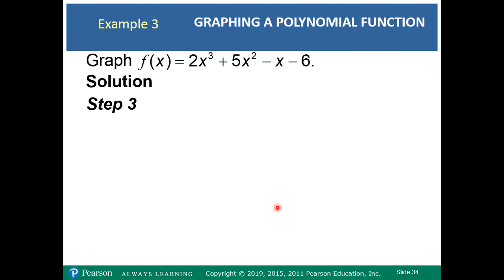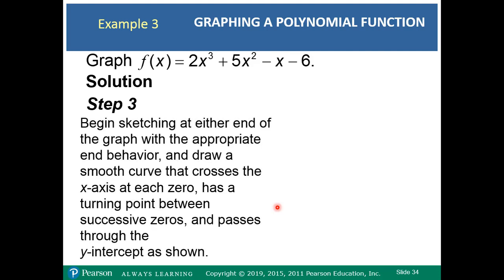Okay, now begin sketching the graph at either end of the graph with the appropriate end behavior, and then draw a smooth curve that crosses the x-axis at each 0, and then has a turning point between each successive zeros and passes through the y-intercept as shown. Okay, so now we don't know where it's going to turn, but again, this is just a sketch of the graph.